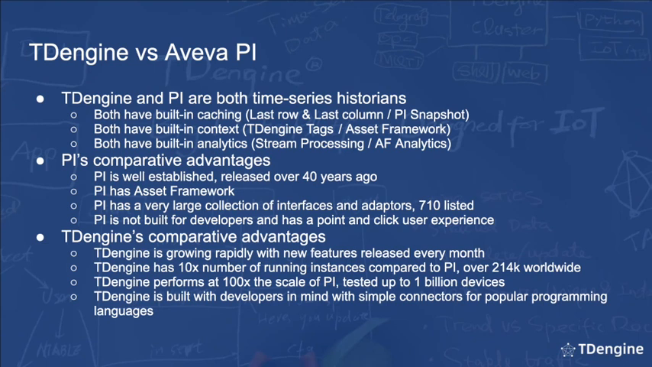TDengine has about 10 times the number of running instances compared to PI. So we have over 214,000 running worldwide. And TDengine also performs at about, I would estimate, around 100 times the scale of PI. The largest PI instance I've heard of is around 10 million points. TDengine has been tested at over a billion devices. And that's devices, not PI points. So you can actually have many more points than that.